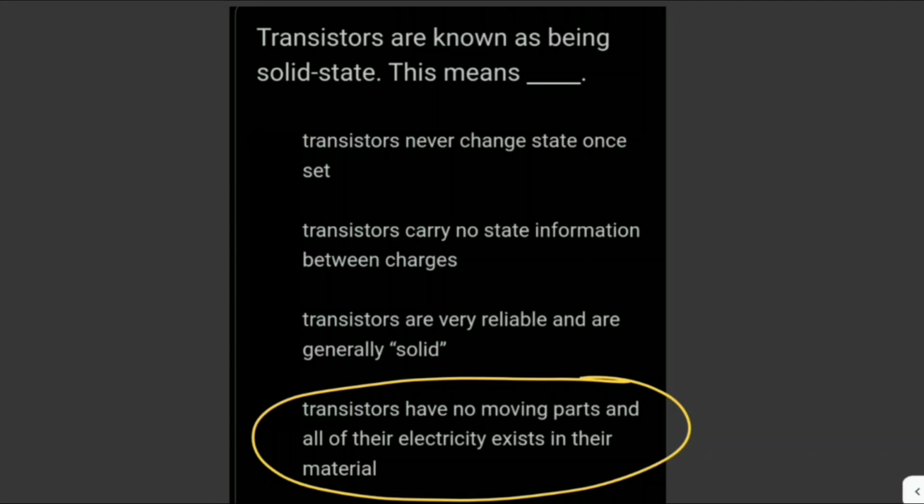Unlike vacuum tubes, relay switches, hard drives, and so on that have moving parts, transistors have no moving parts and store their electrical charge in a solid material, usually silicon.